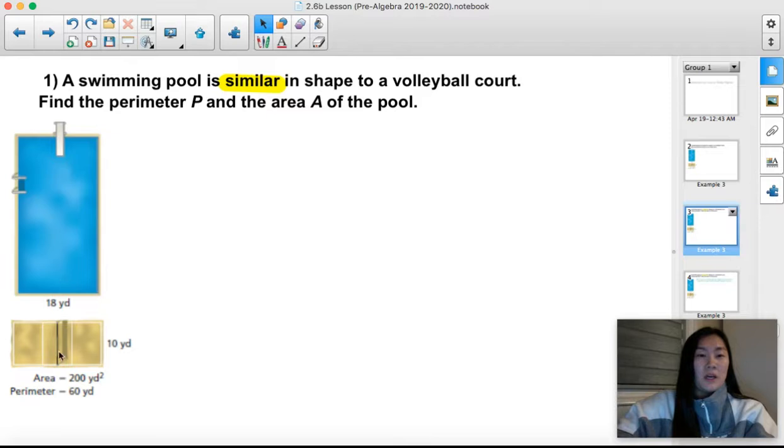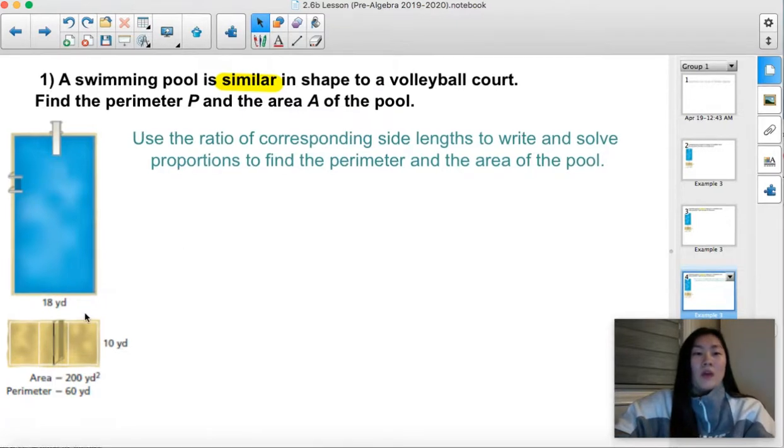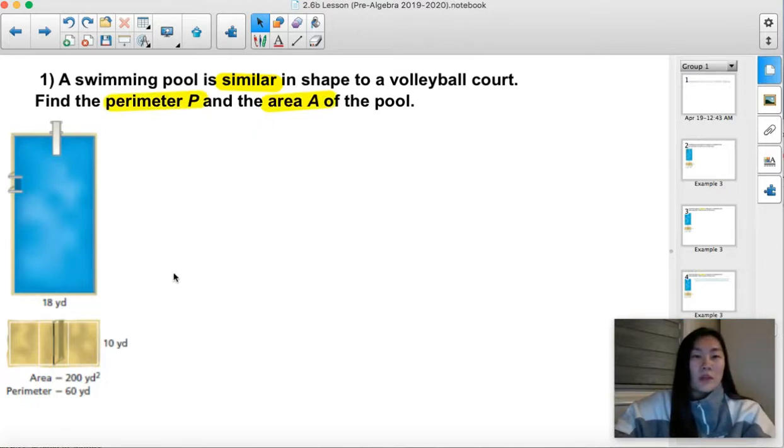So notice, because these two are similar, we can use the ratio of corresponding side lengths to write and solve proportions to find the perimeter and the area of the pool. We do not have the perimeter and the area of the pool. We do have the area and the perimeter of the volleyball court. And what we have are these two corresponding dimensions, or corresponding sides. So we can highlight, we need to find perimeter P and the area A of the pool. That's what we're looking for.